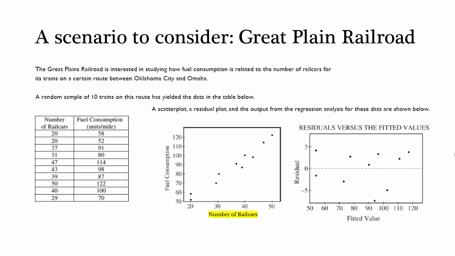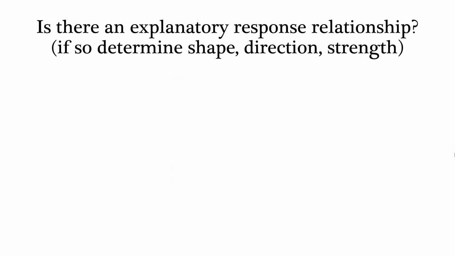Notice it makes sense that we're plotting the number of rail cars on the x-axis and the fuel consumption on the y-axis. That's because in this scenario, we're measuring how much fuel the train needs, and we're wondering, does the number of rail cars explain the variation in fuel consumption? Also here, I've listed a residual plot, and you probably don't know what a residual is yet, so just sit tight and you will learn that in this video.